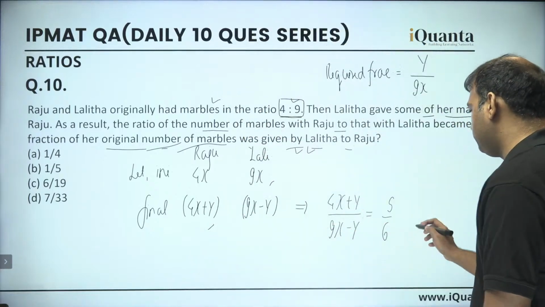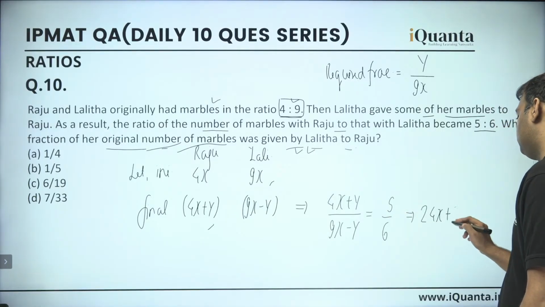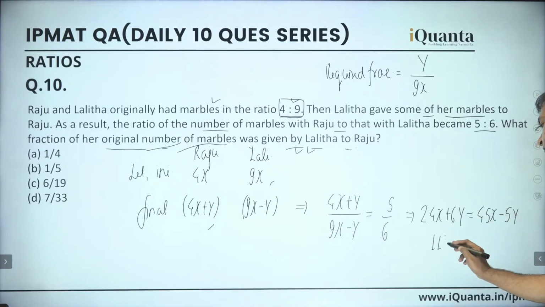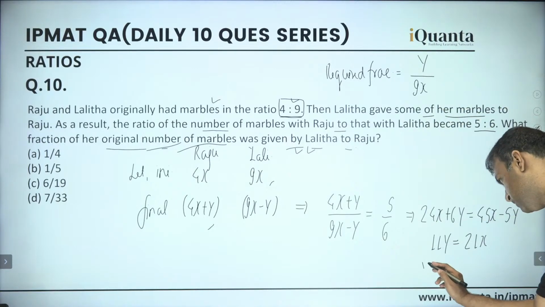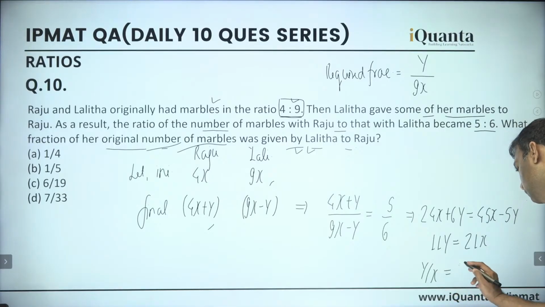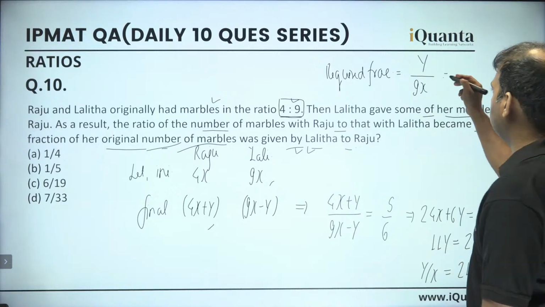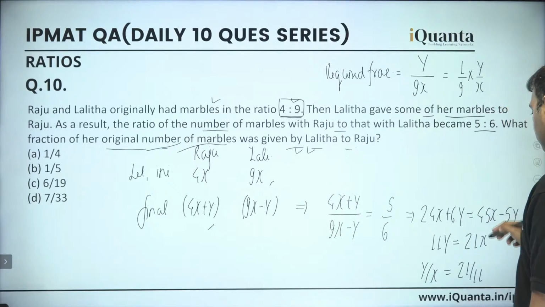Let's do the cross multiplication here. So this should be 24x plus 6y, and the right hand side has to be 45x minus 5y, right? Taking 6y here or 5y here, it should be 11y, and 24x to the right hand side, it should be 21x, right? Okay, we need to find y upon 9x. So with the help of this, first we can get y upon x, which is 21 upon 11. And this we can say is 1 upon 9 into y by x, right? And now we can put the value of y upon x here.